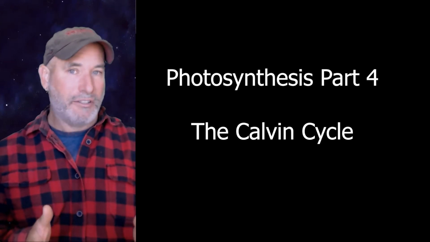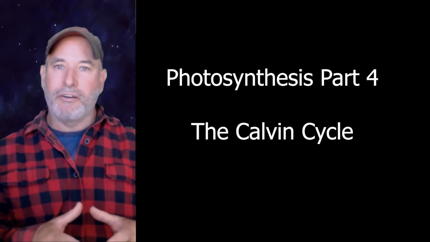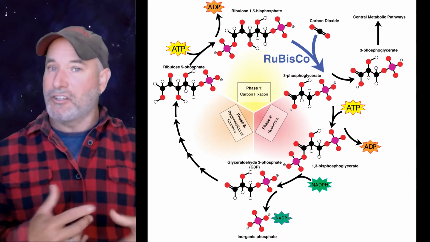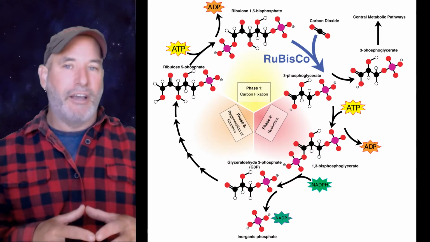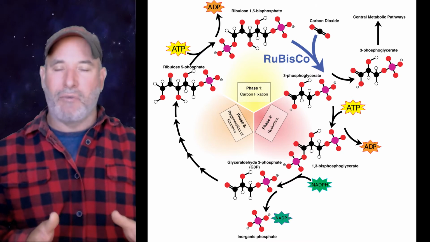Today is my fourth lecture in a series on photosynthesis, and what we're going to talk about today is the Calvin cycle. The Calvin cycle is a series of metabolic reactions. These are chemical reactions that are going to fix carbon dioxide into organic molecules.